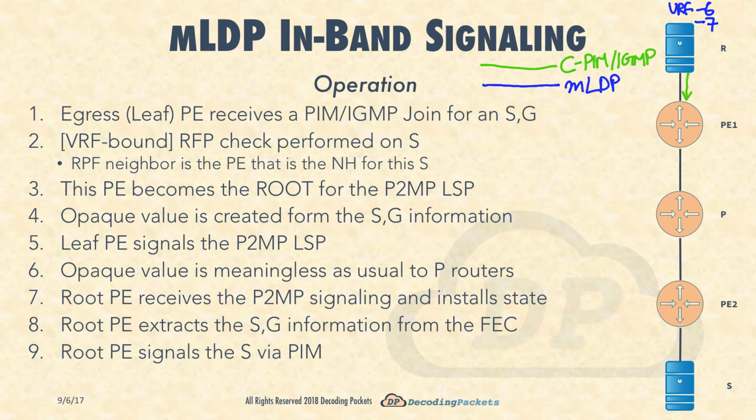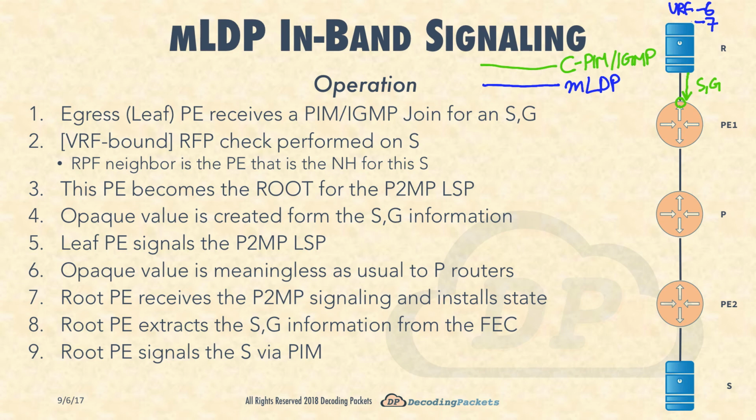a particular S, G. So this is for an S, G. What's going to happen next depends whether this particular interface here is within a VRF or it's not. But really it doesn't matter. The process is exactly the same. And the process is that an RPF check is going to be performed on the S. And what you're trying to find from that RPF check is the PE that is the next hop for this S.